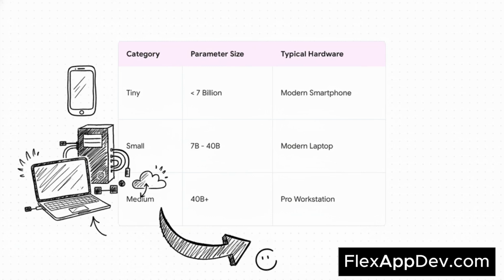The parameter size is kind of like the model's brain size. The tiny models, which are under 7 billion parameters, can actually run on a new smartphone. The small models are perfect for modern laptops, and they are already incredibly capable. Now, for the medium ones and up, you're going to need a serious professional workstation. But for most of us, that small category is the sweet spot, and the performance is just amazing.